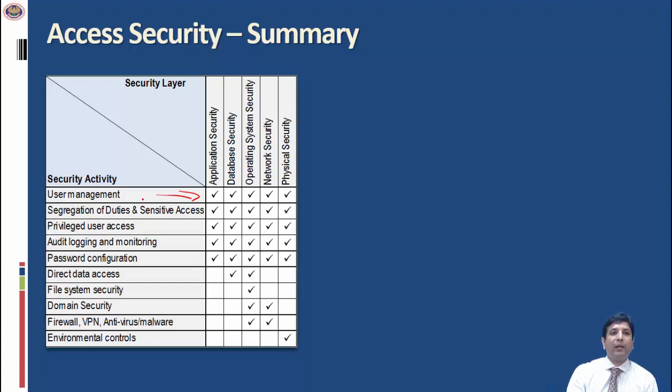Physical user access also applies to all the layers because super users exist at all the layers. Audit logging and monitoring also applies to all the layers because at every layer it is critical to log the critical events and activities so that these can be reviewed at a later point of time. And in case an incident happens, it is possible to identify at what layer the breach has happened. Even password configuration will be relevant to all the layers of security.